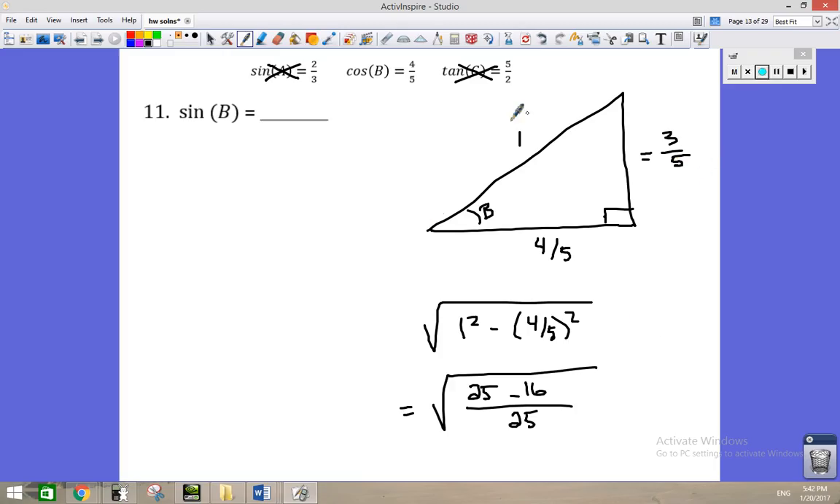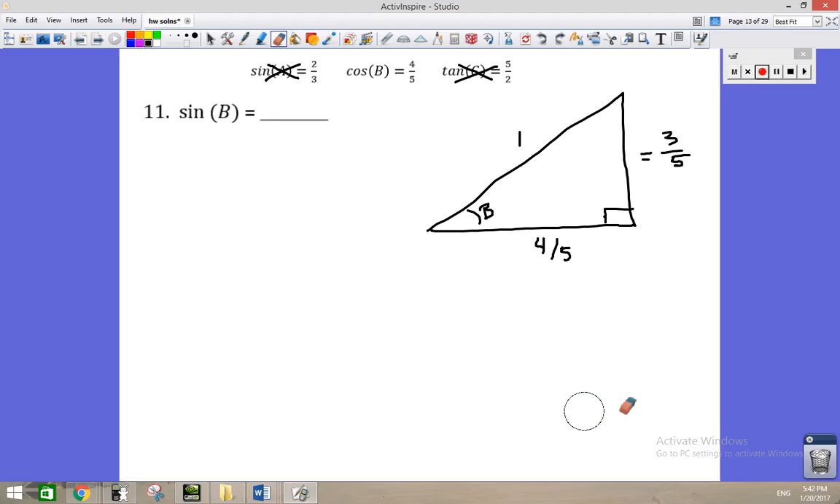And really, if I multiplied all sides of this by 5, you'd see that it's similar to a 3, 4, 5 triangle, which we're pretty familiar with. Let's erase this, and the sine of angle B is the length of the opposite side divided by the hypotenuse. So that's 3/5, and I'm done.